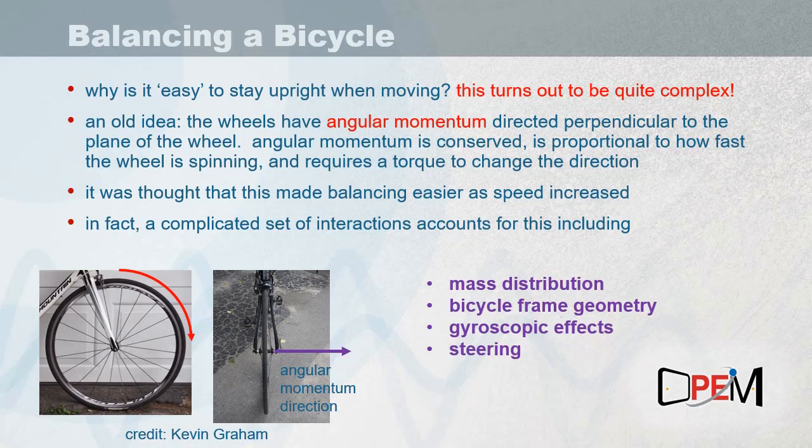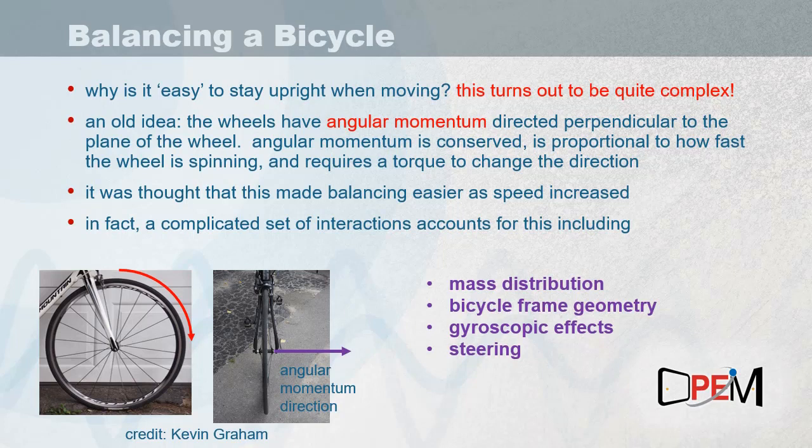So what's happening? Why is it relatively easy to stay upright when moving, but extremely difficult to do so without a lot of practice when not moving? Now, as the wheels turn, of course, they have angular momentum. They have rotational inertia associated with them. And we'll talk about that in a little more detail with a toy example on the next slide. But as we know, angular momentum is conserved, and an outside torque has to be acting on the object for its direction of angular momentum to change.